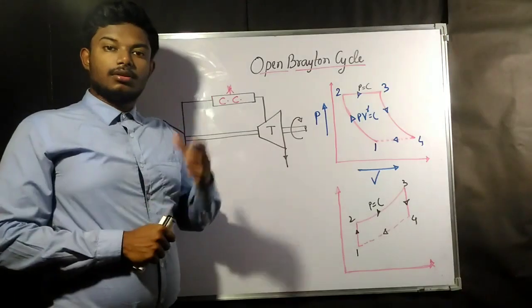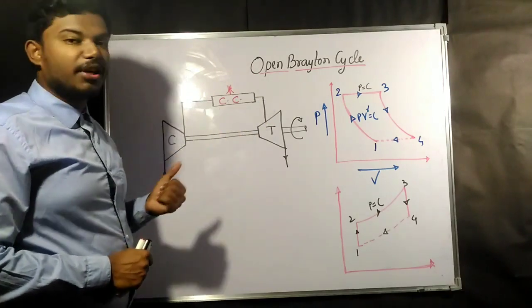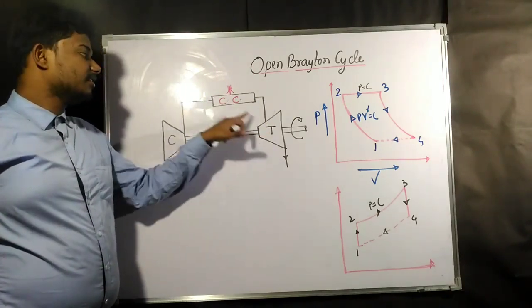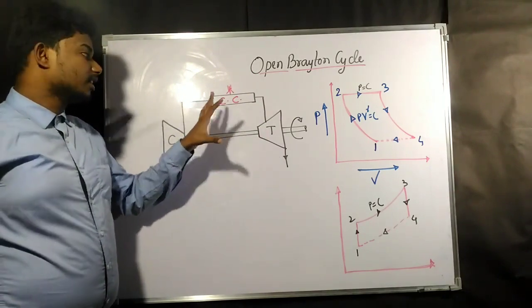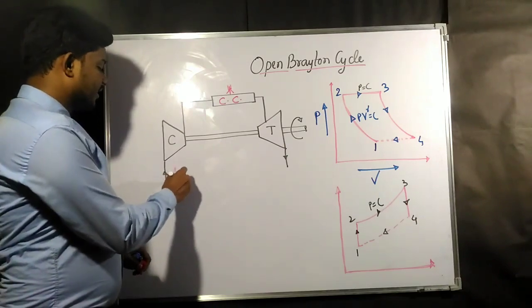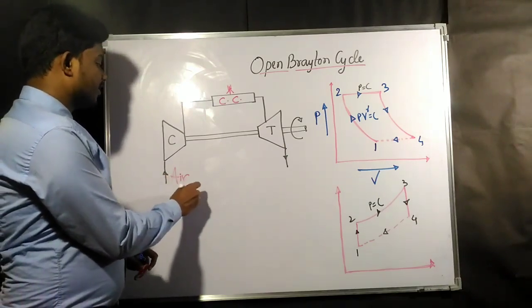So now this is our open Brayton cycle. In this cycle there is one compressor, one turbine, and one combustion chamber. The open Brayton cycle takes in some air from the atmosphere. After that, what happens?